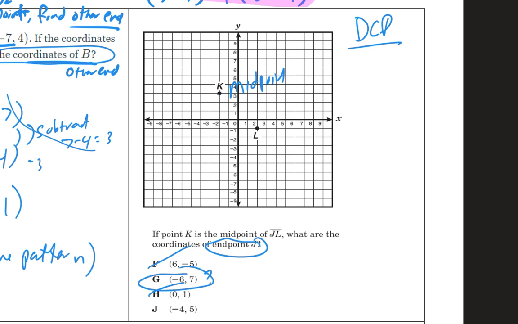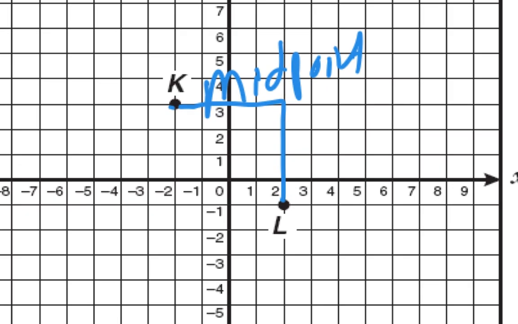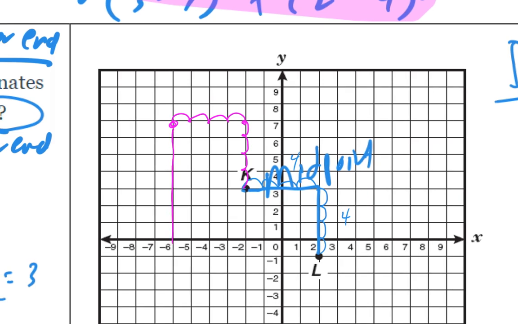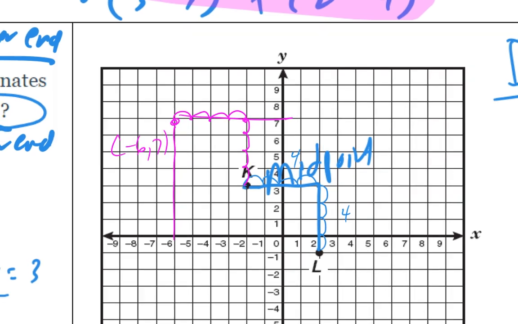All right, and one other way we can check is like this. I'm going to make a pattern. If it goes that way, I'm going to use my slope triangle to use that same pattern. So this is 1, 2, 3, 4. Then this is 1, 2, 3, 4. I'm going to do that same pattern: 1, 2, 3, 4, and then 1, 2, 3, 4. Right? And so that point is negative 6 comma 7, which was our answer.